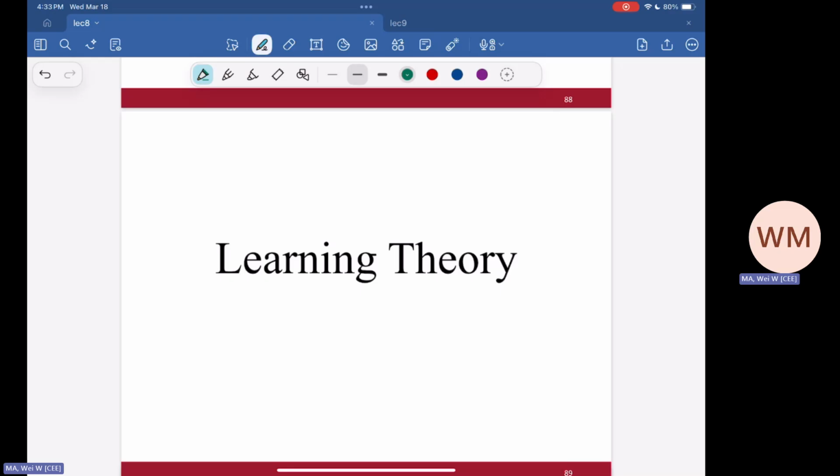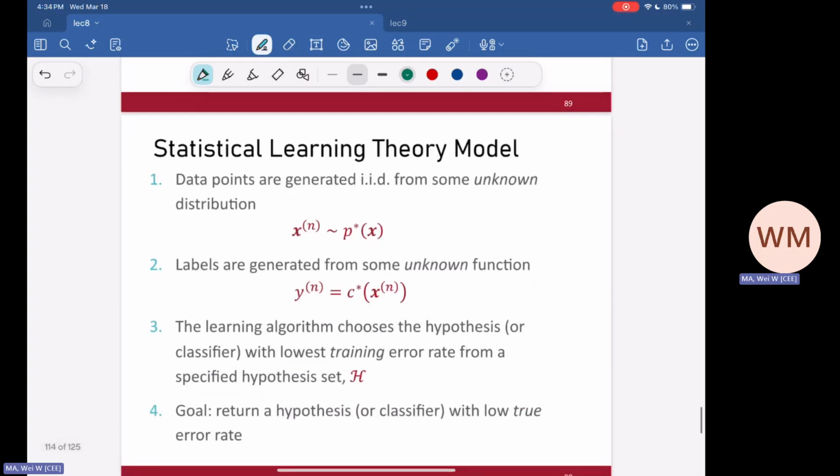People say that machine learning is a black box, but there are a group of people, usually mathematicians and statisticians, who are trying to understand the behavior of machine learning, and they have some theory on it. Those theories give you some guarantee. Here I just give you a very brief idea.